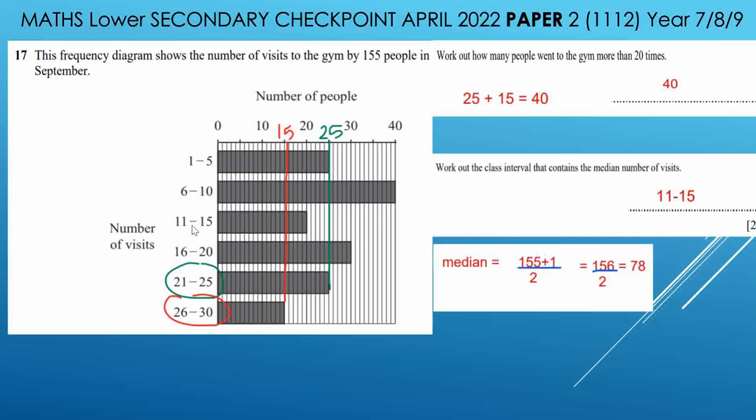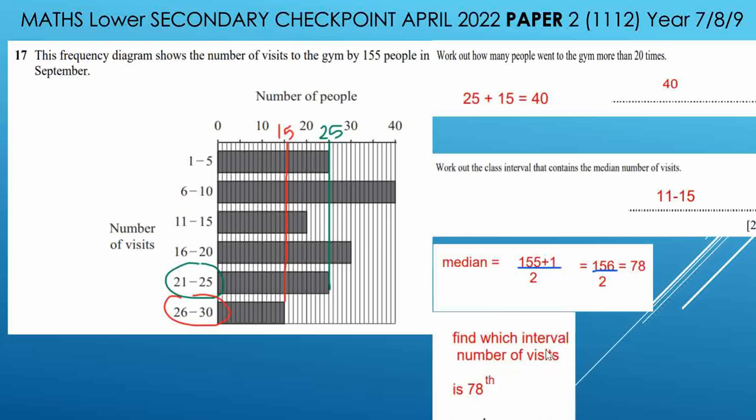Here's the explanation. Again, to get the median, it is the total frequency plus 1, divided by 2. So we get 155 plus 1 over 2, which is 156 over 2, and we get 78. So we have to find which interval of number of visits contains the 78th data. So let's see from the frequency.